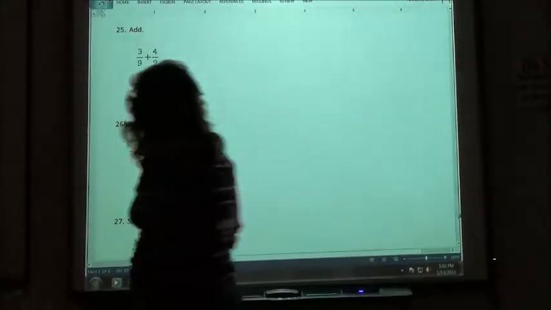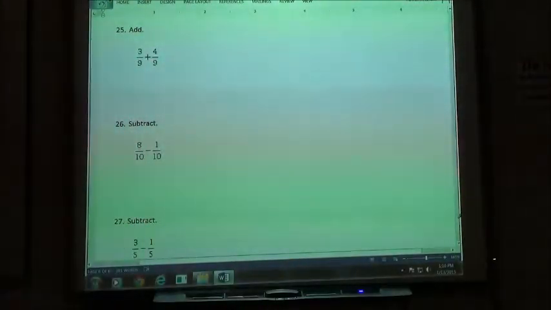Number 25 says add 3/9 plus 4/9. We'll talk about in algebra, because you'll be getting into algebra, that you can only add like terms. Same thing applies with fractions. You can only add fractions with like denominators, because if I try to add thirds with fifths, we're not talking about the same units.